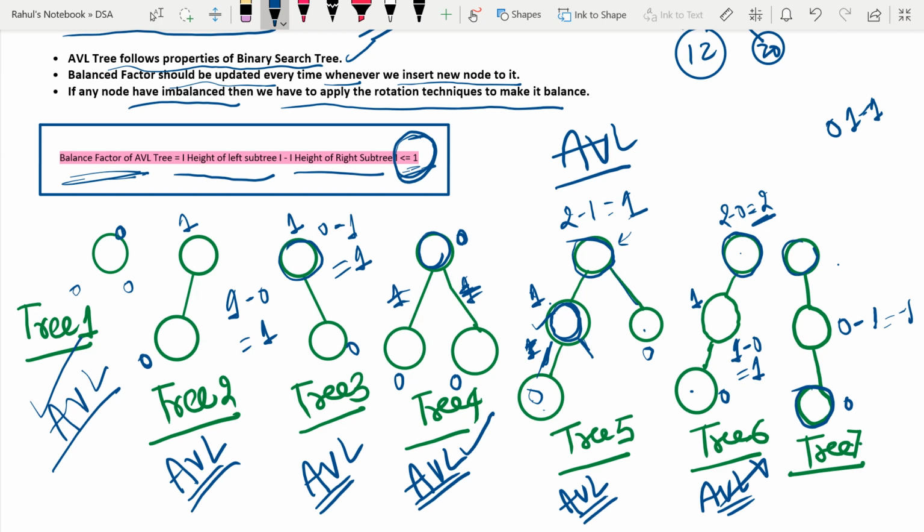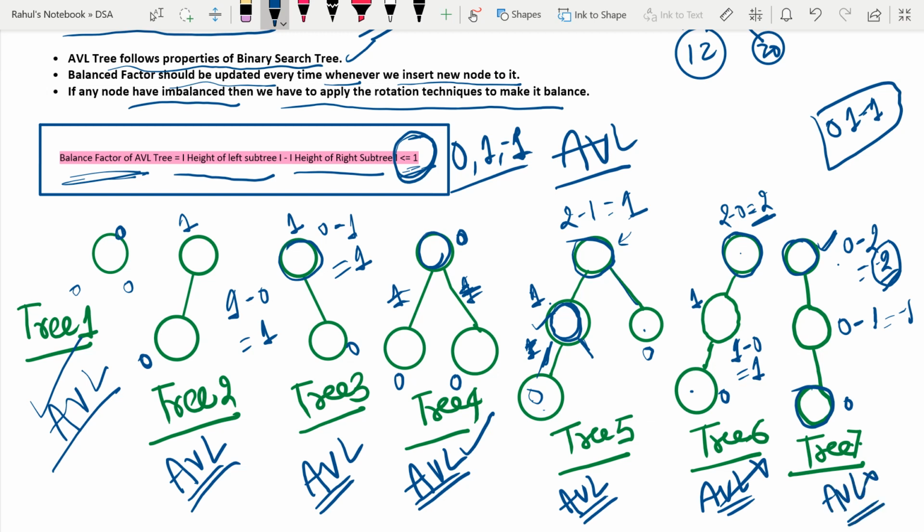But if you apply the balance factor property on this root node, then the height of left subtree is 0 minus the height of right subtree, which is 2. 0 minus 2 is minus 2. Minus 2 is less than minus 1, so your balance factor should be only 0, 1 or minus 1, nothing else than that. If your balance factor is other than this, then you can surely say that it is not following the AVL tree property, so this is also not an AVL tree.